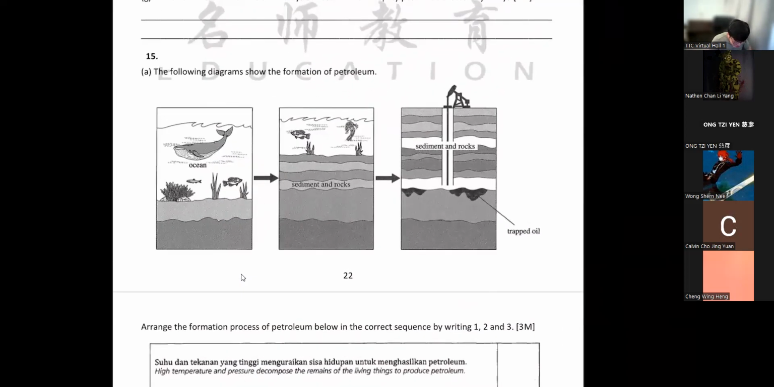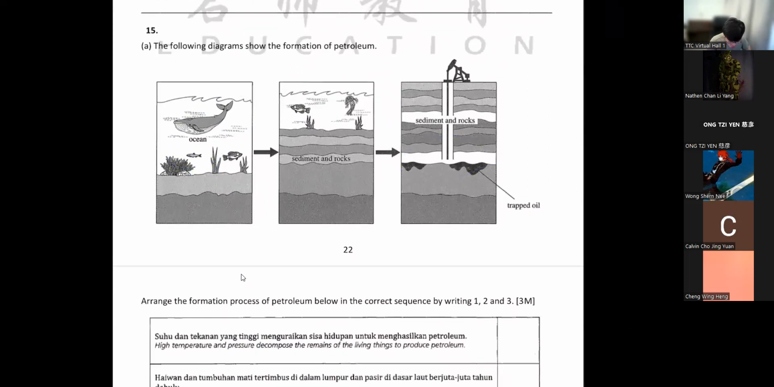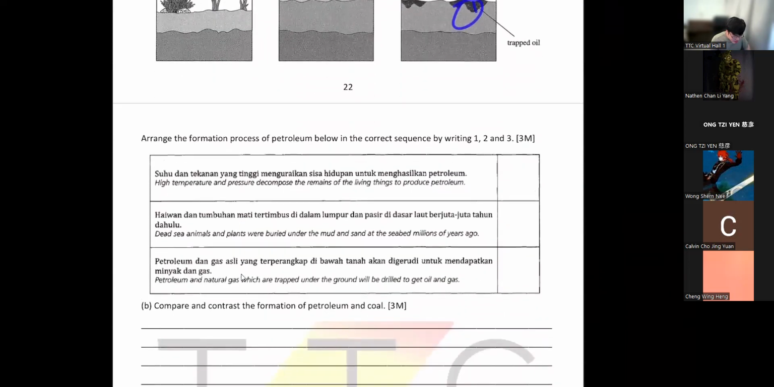Okay, so 15. You have your animals, and then they die. They become your trapped oil. This is your petroleum.